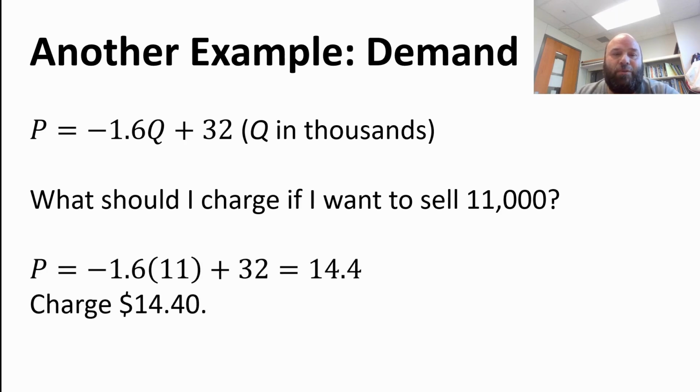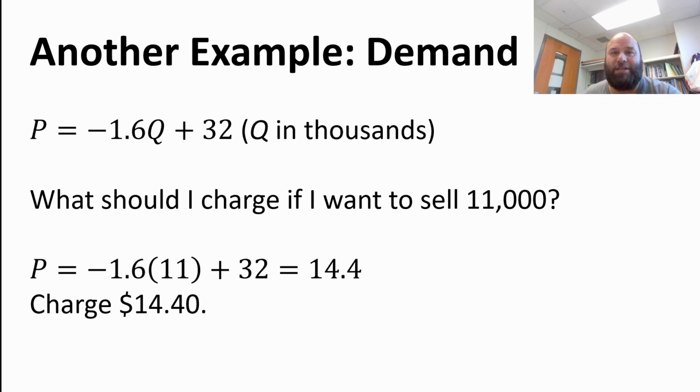So for the first one, what should I charge if I want to sell 11,000? Bearing in mind that Q is in thousands, this tells us that Q equals 11, right? How many thousands? 11. So we plug 11 in for Q, and we calculate the price. P equals negative 1.6 times 11 plus 32. Perform the calculation. Order of operations requires us to multiply the 1.6 times 11 first and then add the 32. The answer you get is 14.4. That means that we should charge $14.40 if we want to sell 11,000 of our good or service.